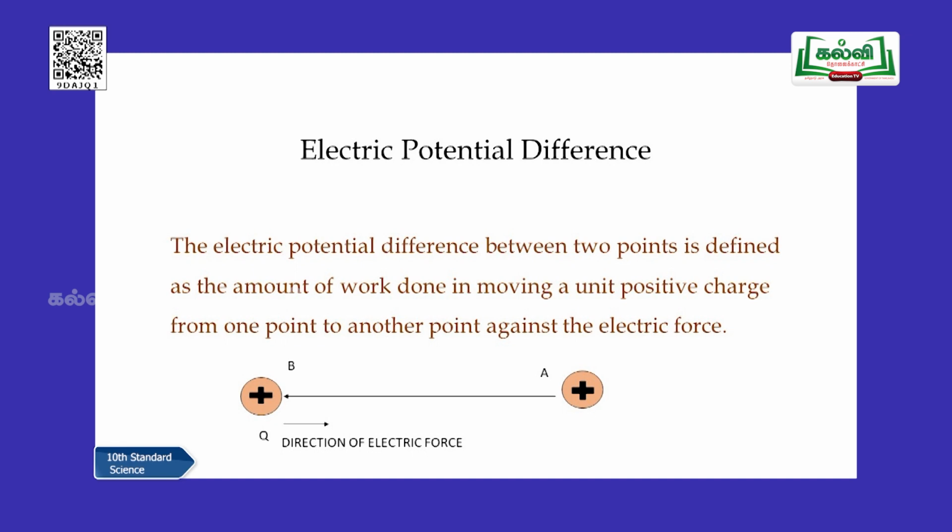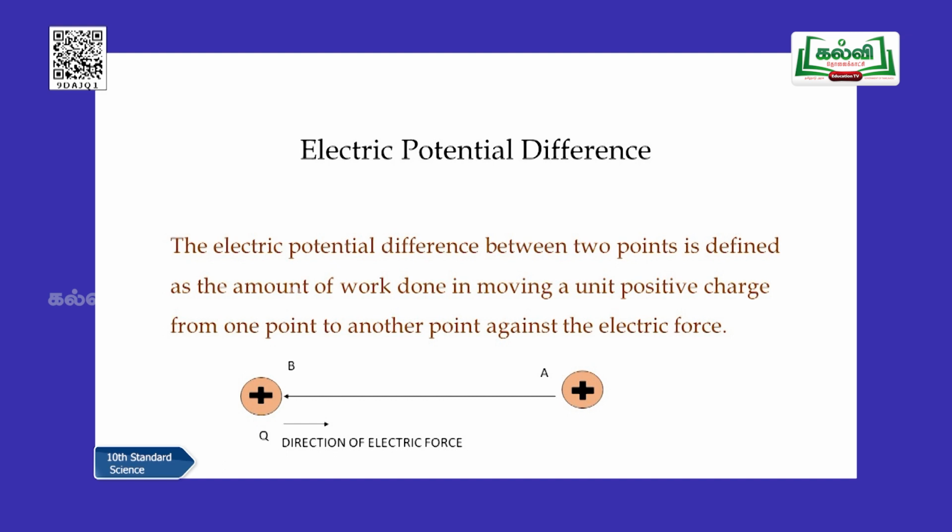Now, let us see the electric potential difference. What is the difference between electric potential and electric potential difference? In electric potential, we move the positive charge from infinity to a particular point. In this one, we consider the difference between two points. We bring the unit positive charge from point A to point B. When we move the charge, there is a loss of energy. That is the potential difference.